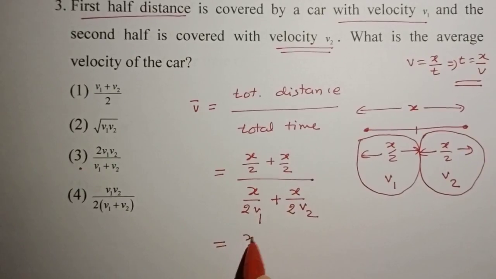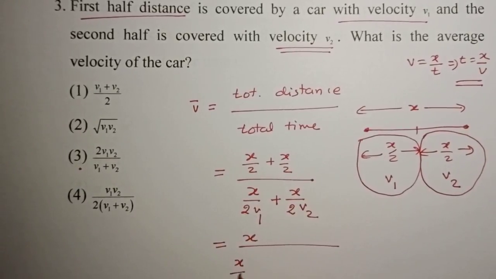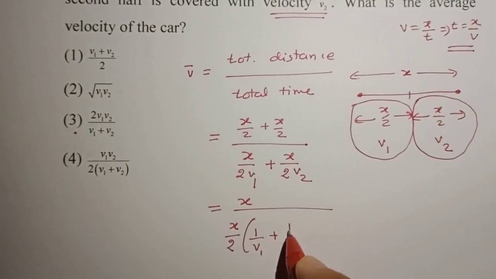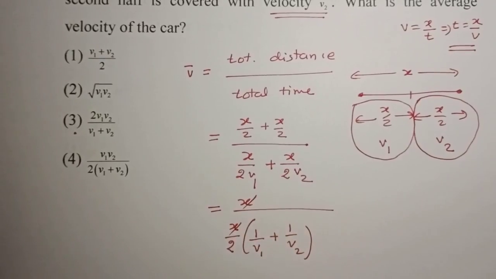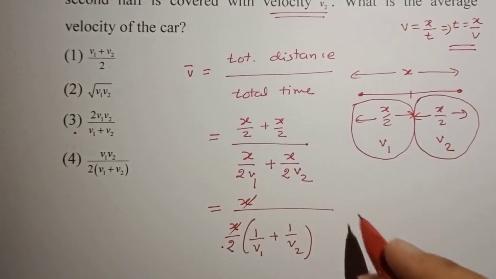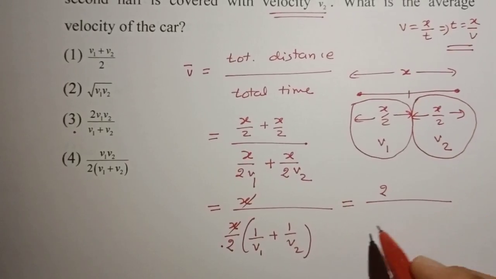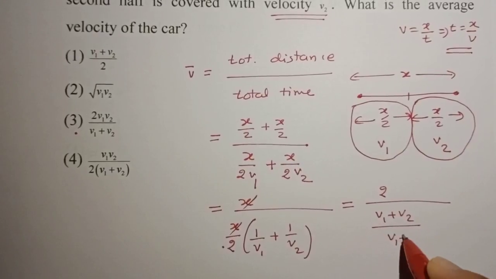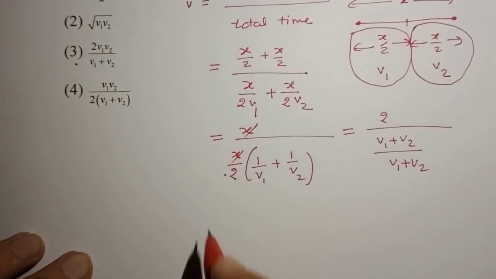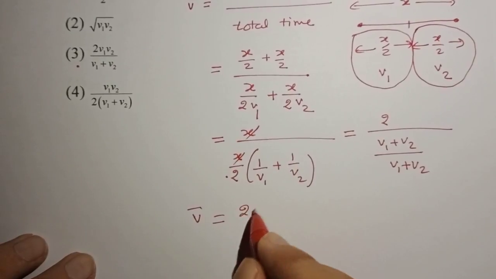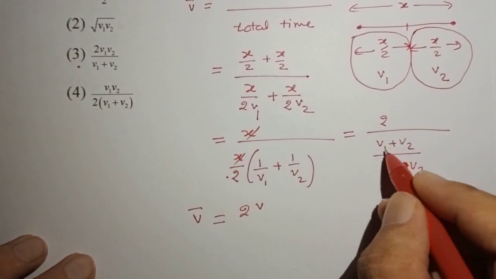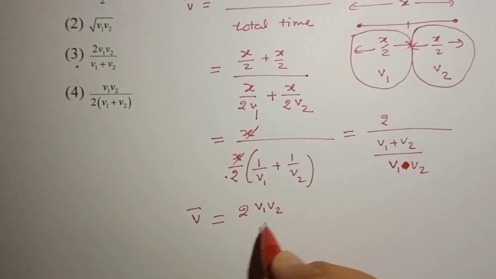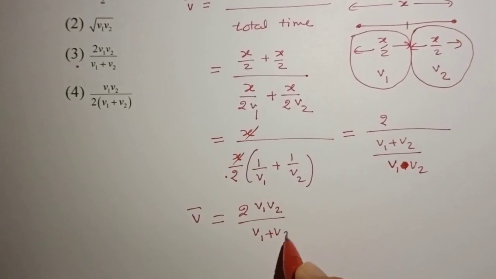Now x by 2 plus x by 2 will be equal to x, divided by x by 2 taken common into 1 by v1 plus 1 by v2. So this x and x get cancelled, and the 2 goes to the numerator. So 2 divided by, taking the LCM, v1 plus v2 divided by v1 v2. On simplifying further, average velocity will be equal to 2 v1 v2 divided by v1 plus v2.